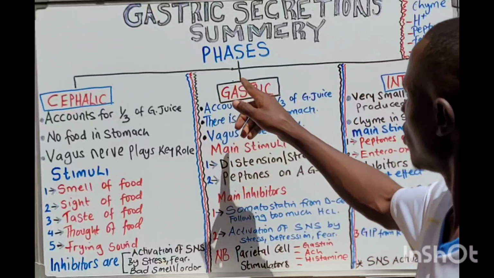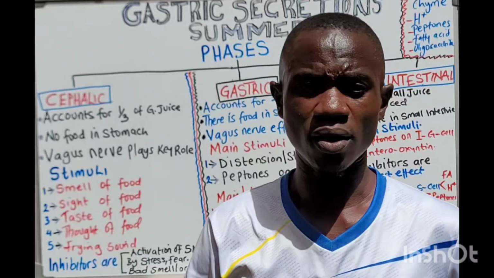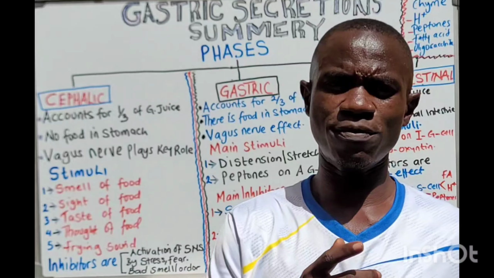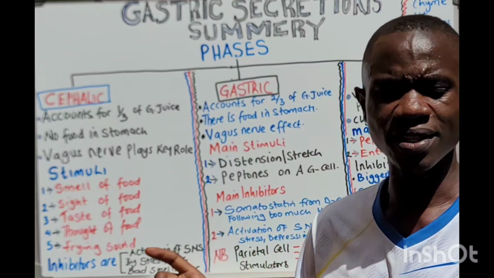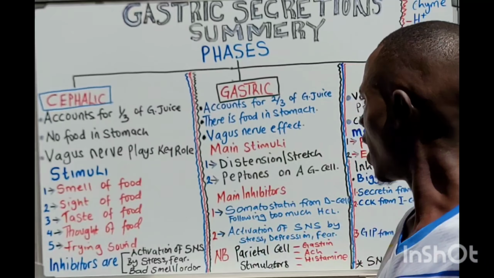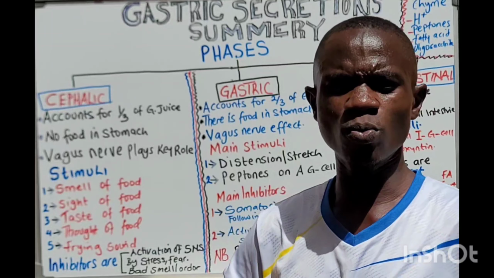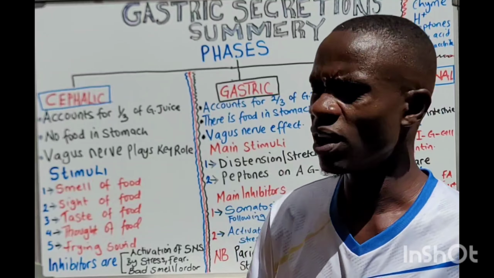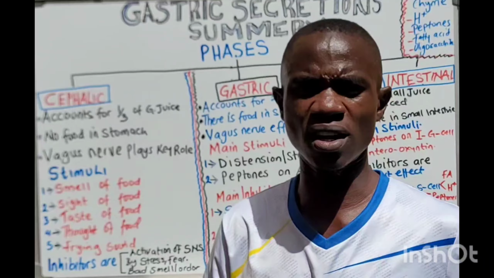Now, in this phase, we are going to have food already inserted into the stomach. Okay. In the previous phase, which was the cephalic phase, there was no food in the stomach. But within the gastric phase, there is food in the stomach. Now, which cranial nerve is also going to be driving this phase? We're also going to have the vagus nerve effect. We are going to see how the vagus nerve comes about.